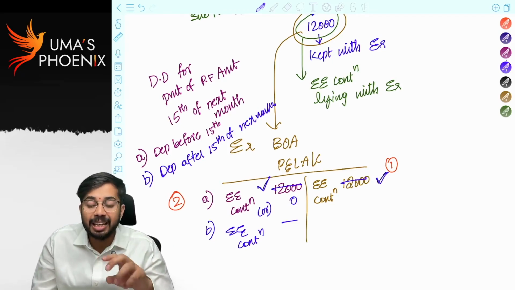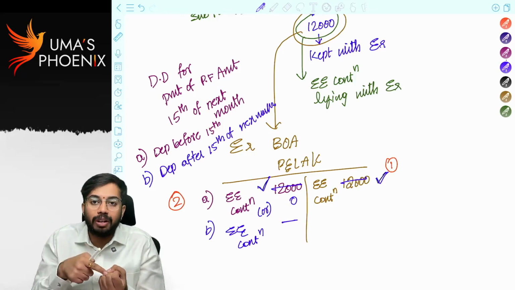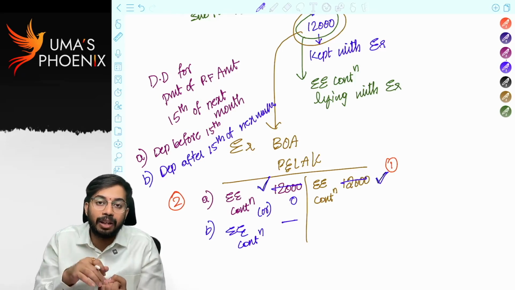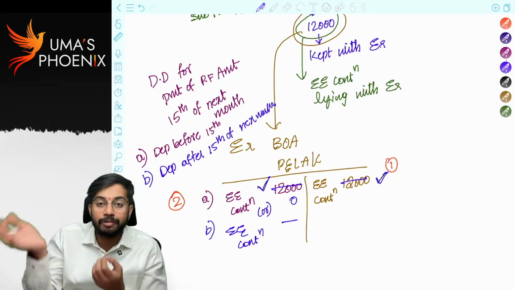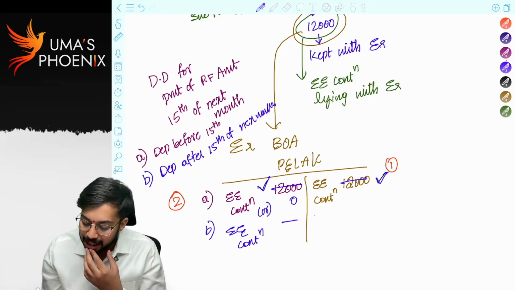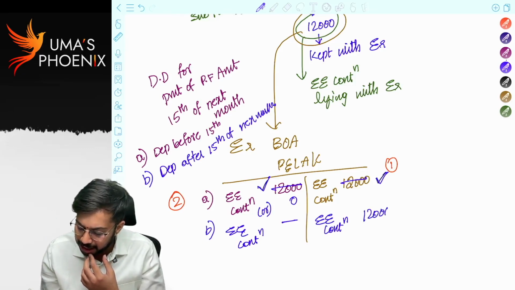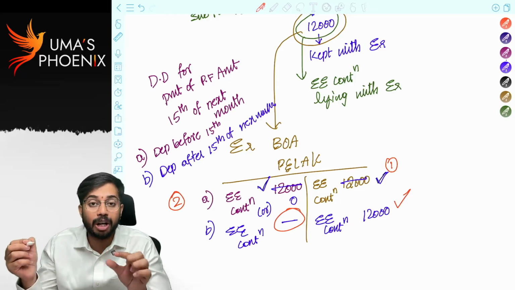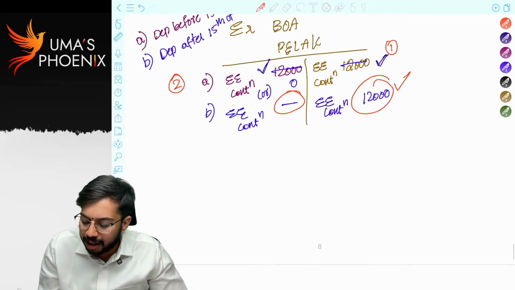In second case, employer took money from employee, he misutilized the amount. How am I saying he misutilized the amount? Because he did not pay this 12,000 rupees to RPF account before 15th of next month. He paid after 15th of next month. In this case, employee contribution will be recognized as income 12,000 rupees, but employee contribution is not allowed as expenditure. In this case, employer income increases by 12,000.